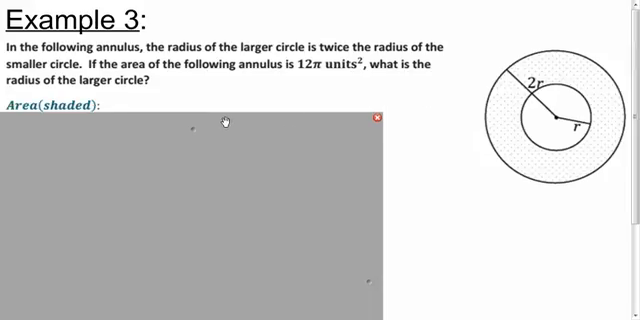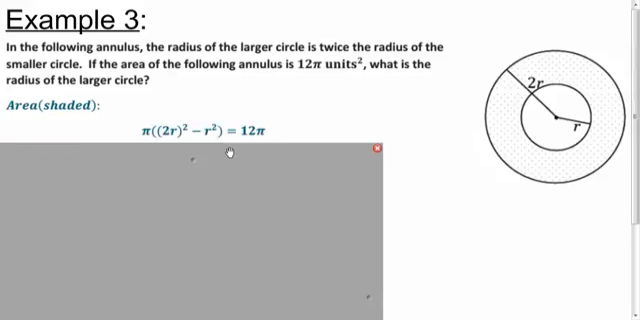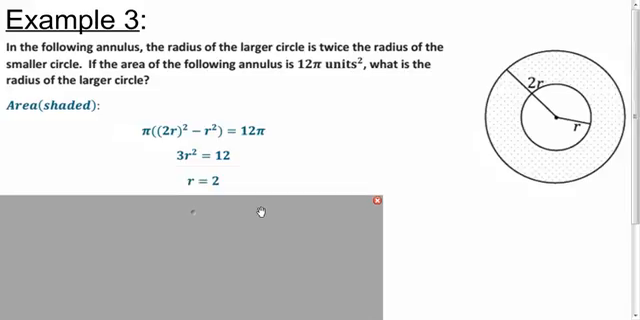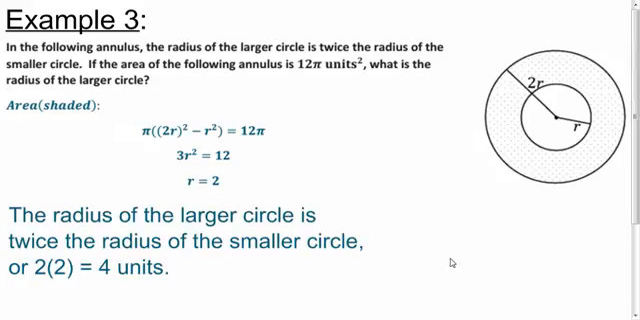So hopefully you wrote an equation that looks something like this. And when we simplify this, on the inside we have that 2r squared becomes 4r squared minus r squared is 3r squared. And we divide both sides by pi, so we just end up with 3r squared equals 12. Divide by 3, you get r squared equals 4, and take the square root, and we get r equals 2. Now, it wants to know what the radius of the larger circle is. So the larger circle is going to have a radius of twice that, so 4 units.